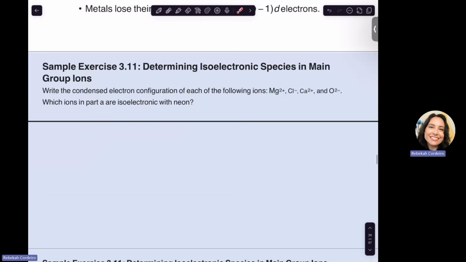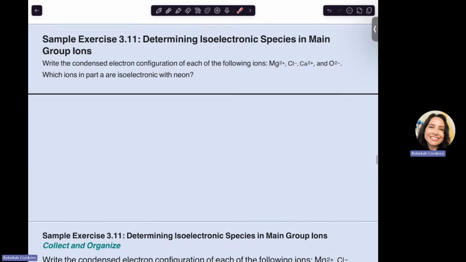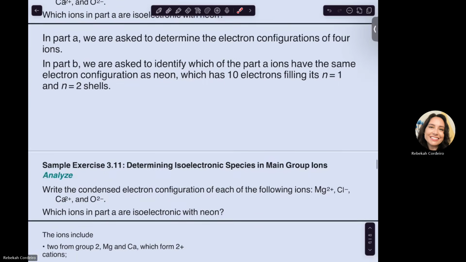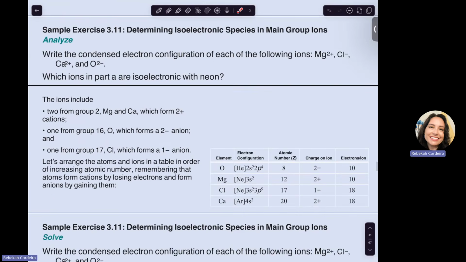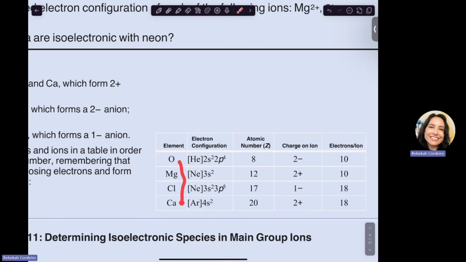So let's try this. Write the condensed or abbreviated electron configuration for each of these ions and then which ions are isoelectronic with neon. So pause it and try this one. So hopefully you paused and were able to work on this. So here are your electron configurations for the normal elements. And then if we were to take consideration of the charges, here's our new number of electrons.